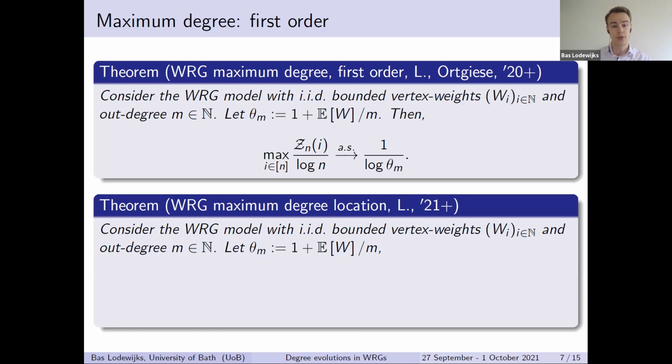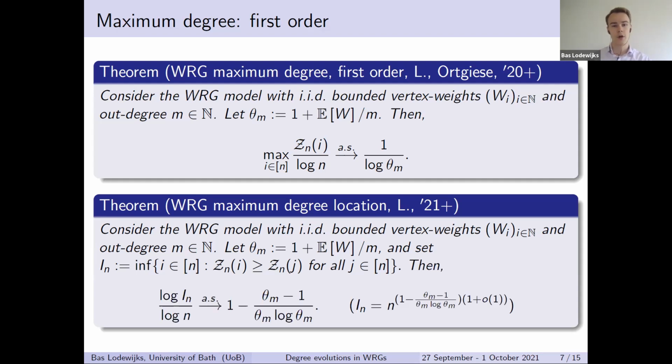Under the same assumptions, if we also set I_n to be the smallest label of a vertex that attains the maximum degree in the graph, then log I_n over log n converges almost surely to 1 minus (theta_m minus 1) over (theta_m log theta_m).